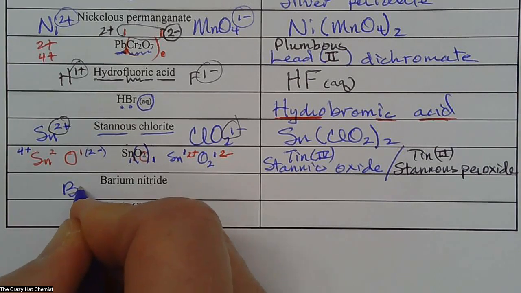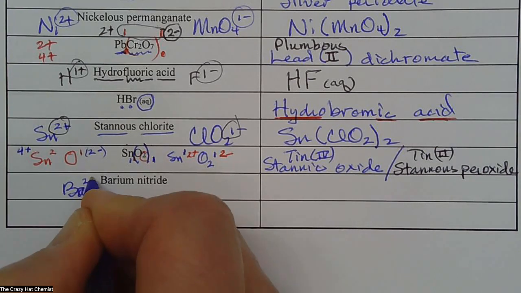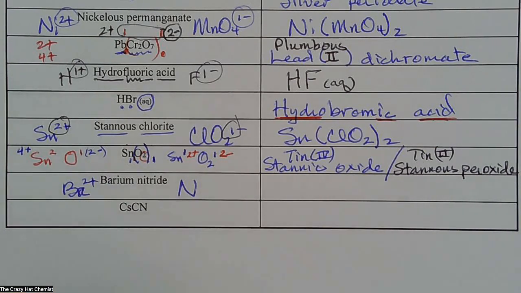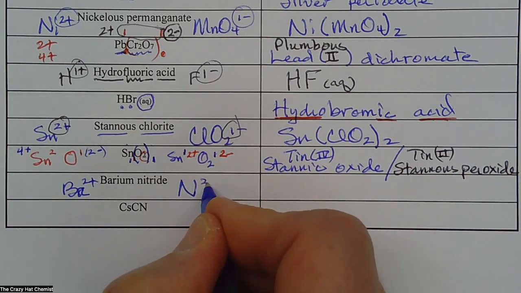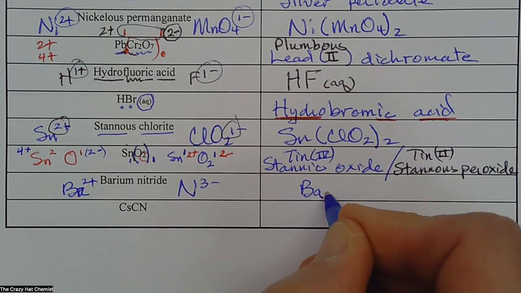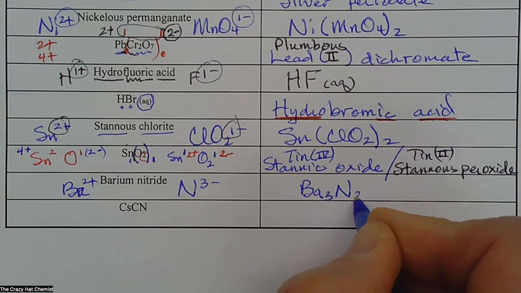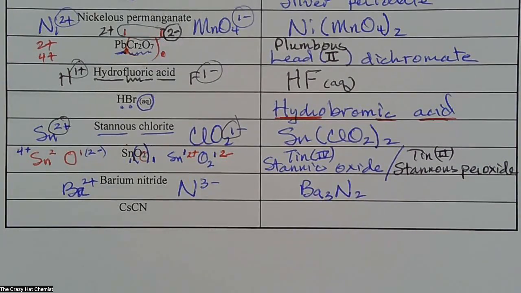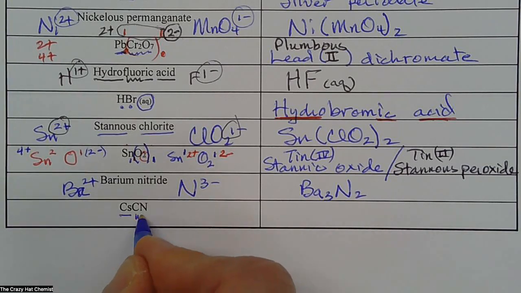Barium nitride. Barium is Ba2+. Nitride is a periodic trend charge, and that's N3-. So that's going to be Ba3N2. Really simple. This is cesium cyanide.